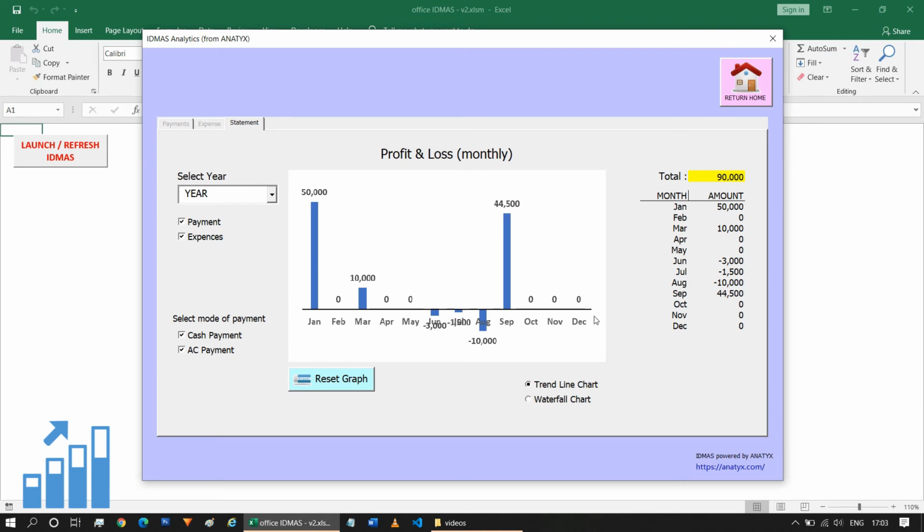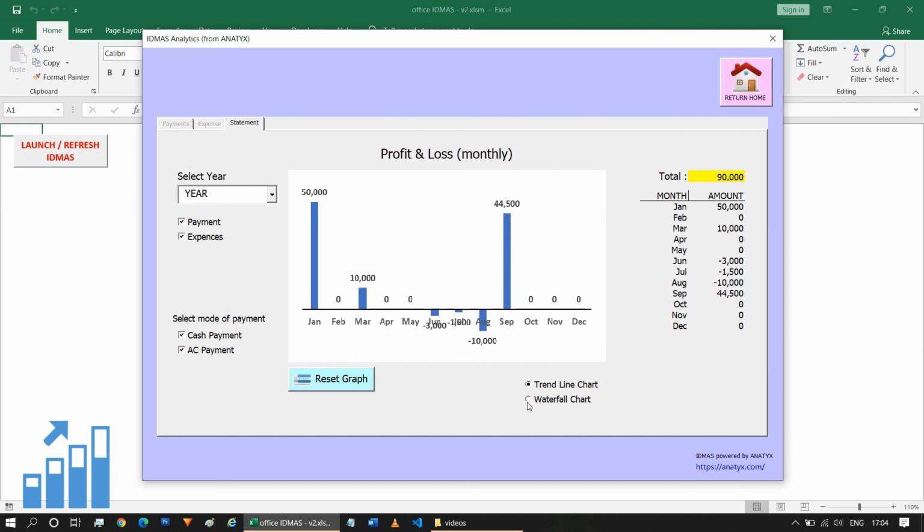And similarly in the month of July, if you cannot read it here, you can always come over here. In the month of July there was a 1,500 negative again. In the month of August there was a loss of 10,000 rupees, and in September you were at a profit of 44,500. October, November, December, zeros. So overall, when we look at the overall health of your business, it says that in the year 2020 you are still at a profit of 90,000 rupees.